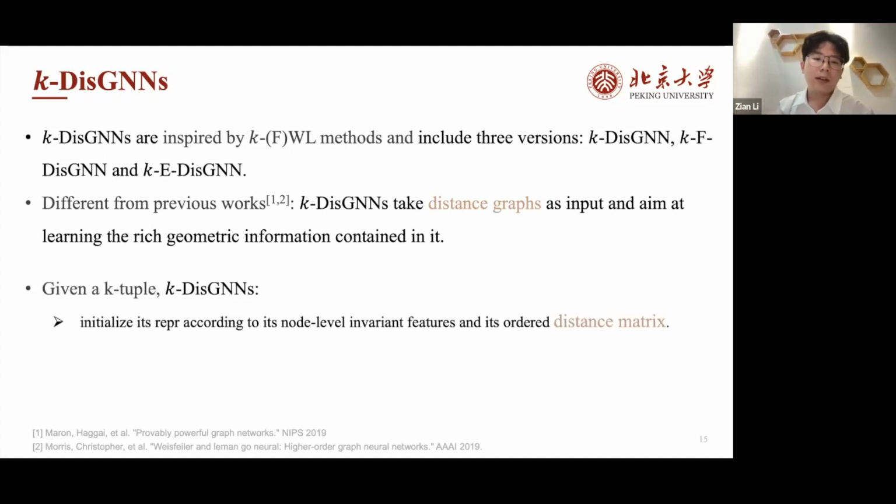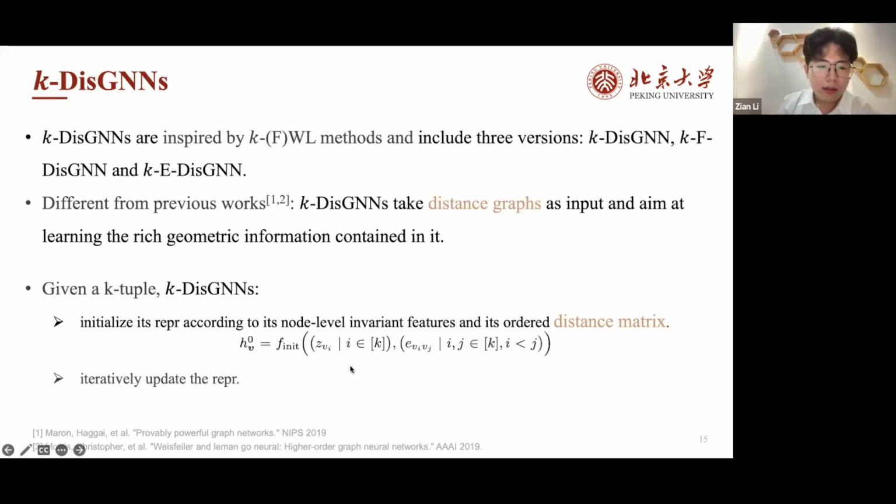So given a k-tuple, our k-DisGNN first initializes its representation according to its node-level invariant features and its ordered distance matrix. It's very important because the distance matrix contains all the geometric information which is needed in the message passing framework. And the paradigm is shown here. And then it iteratively updates the representation and outputs the global representation by pooling all the tuple representations.